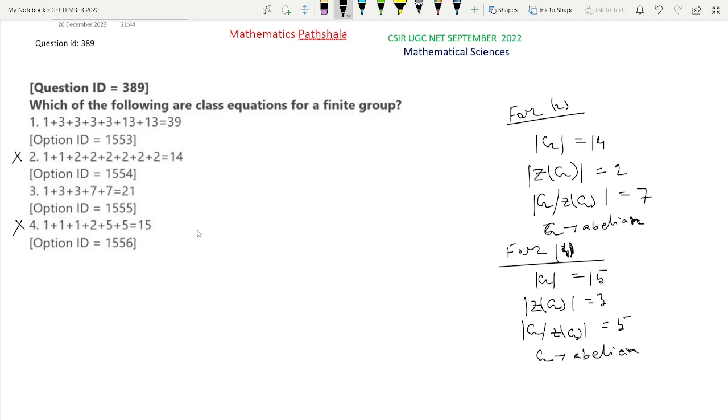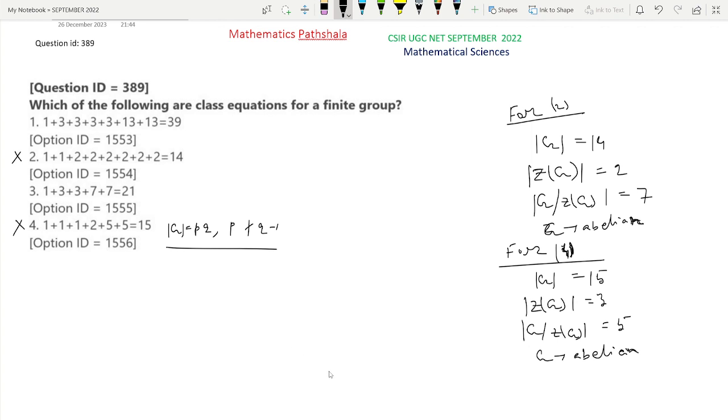In fact, for a group of order p into q, where p and q are primes and p does not divide q minus 1, these groups are cyclic groups. So the class equation will be 1 plus 1 plus up to the same number of times. So we can check this by this process also.